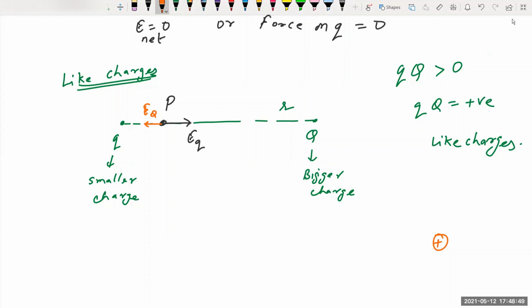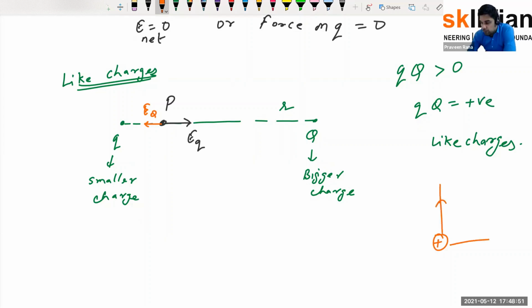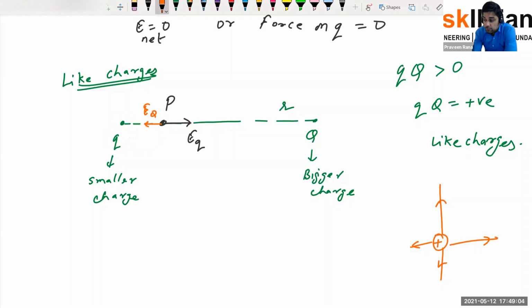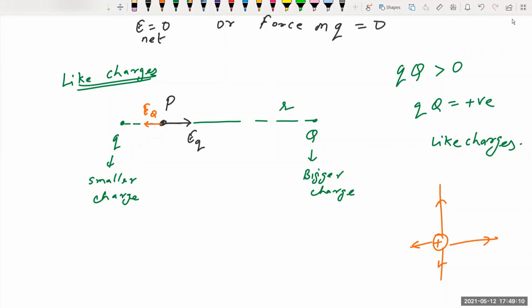Outward, radially outward. So that would be the direction. From a positive charge, the electric field goes out. Now we have a charge small q, and you can see that the electric field will go out in this direction. Also, from the other positive charge, this q, the electric field will move in this direction. So that's how we found the direction. The electric field will be radially outward from a charge.